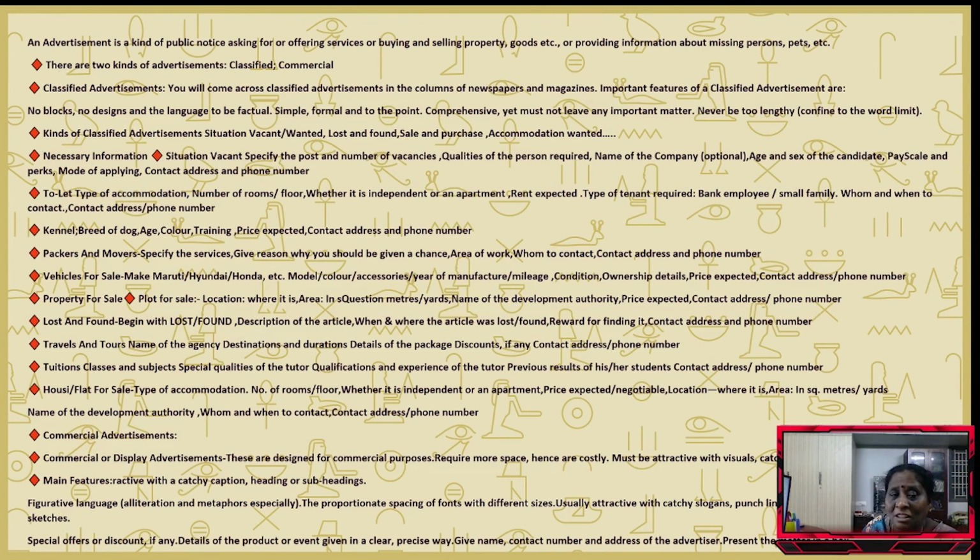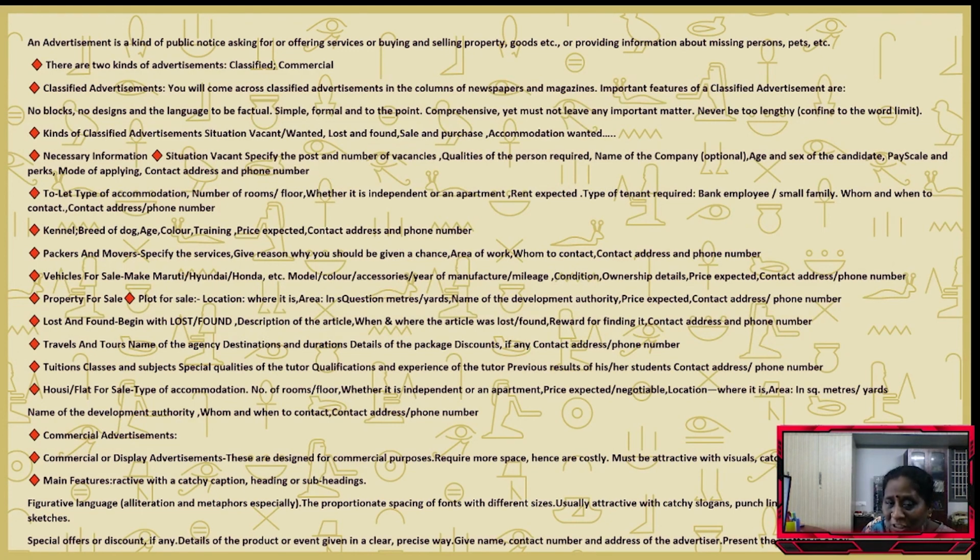If it is a property for sale, then again the location where it is, and the detail about the property. If it is lost and found, what you have found, what you have to show for identification, and whom you have to contact. And if there is any particular time, then of course you have to say that. And again, initially we saw there are 2 types of advertisement. One is classified and the other is commercial. This is all about classified advertisements we have seen. Now commercial or display advertisements.